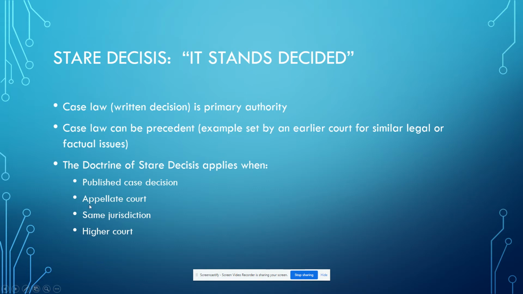Okay. It has to be in an appellate court. So trial court opinions are not stare decisis. Okay. Has to be in the same jurisdiction. So if it's an Illinois appellate court, yeah, that's the same jurisdiction. And a higher court. So if I'm in the trial court of Illinois, then an Illinois appellate court or an Illinois Supreme Court case will be precedent on me, or stare decisis will apply.